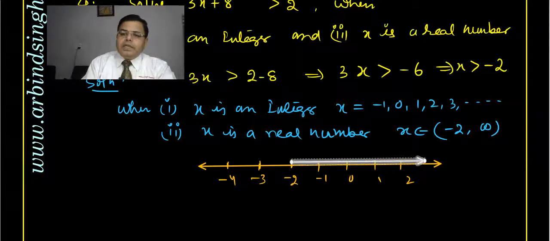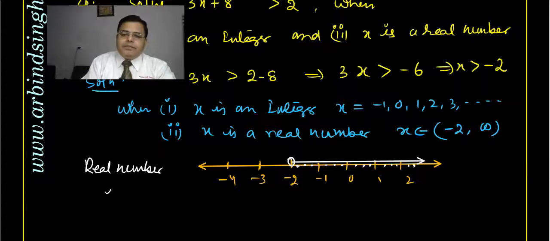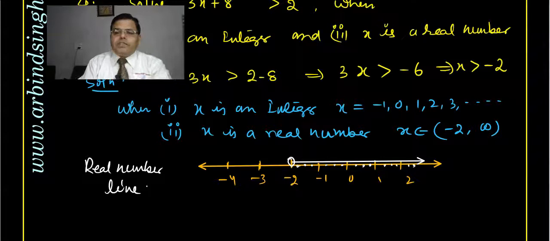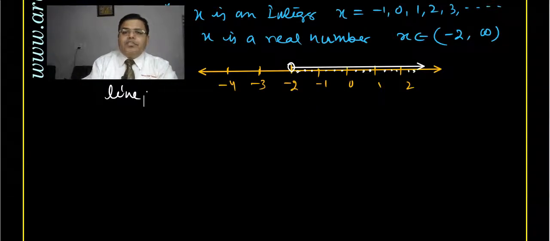And the circle is open, hollow here, because minus 2 is not included. So any value in between can be taken, and there are infinite values. All these values are taken into consideration. This is a real number line system. This is not part of the solution because it is not asked, but just to explain, I have written it like this. Now let us consider some questions.